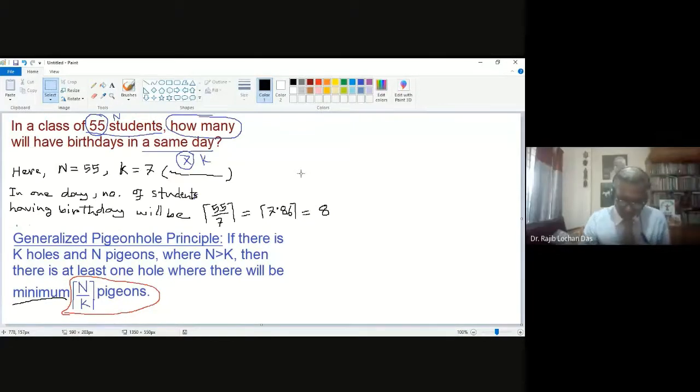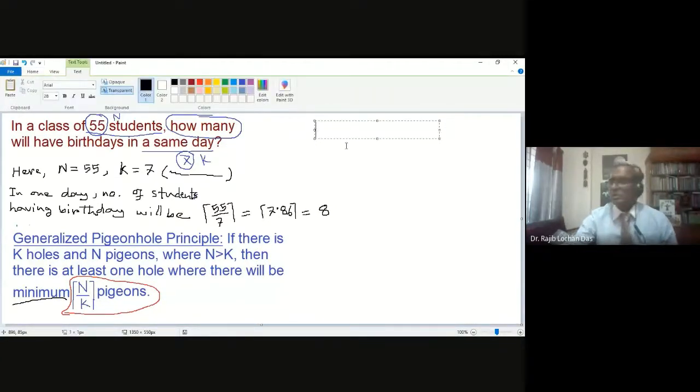No, 55 divided by the pigeon number, divided by the whole number. Whatever the answer you are getting, you will get the next value. Next value, that means 7 into 8 equal to 56. This is not our target. Our target is how many persons we will have in one birthday. Let me give you another example, then it will be clear maybe.